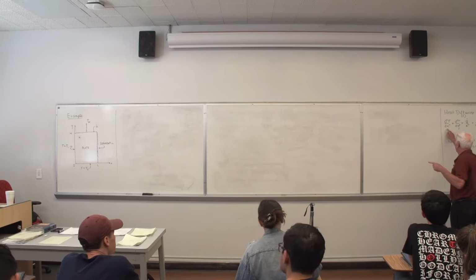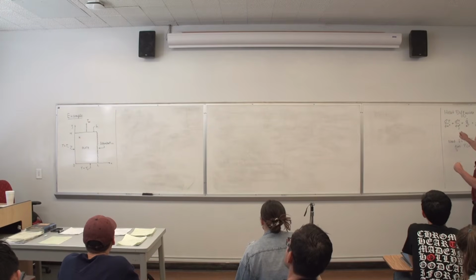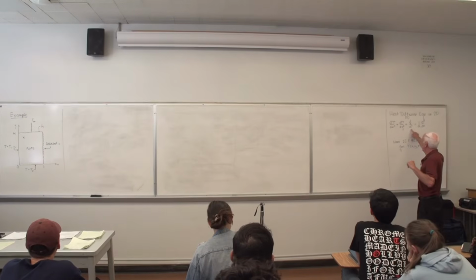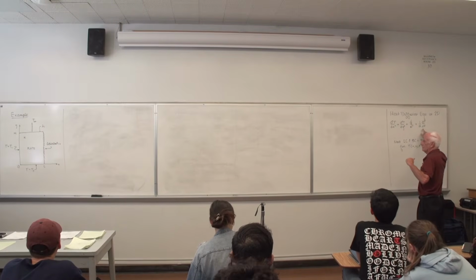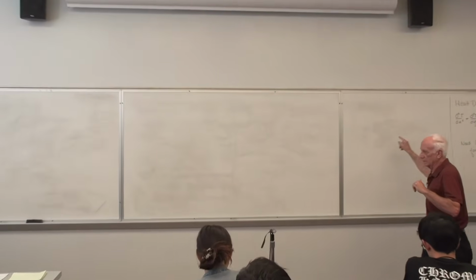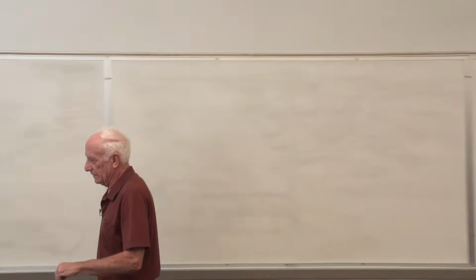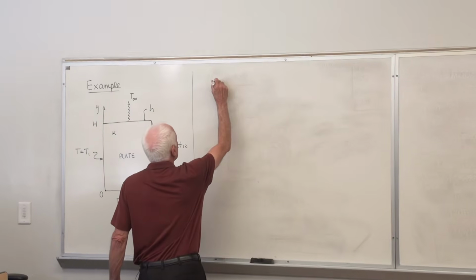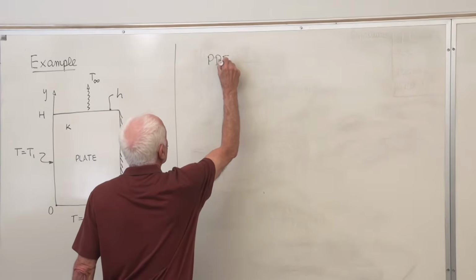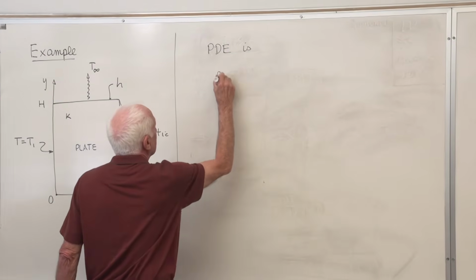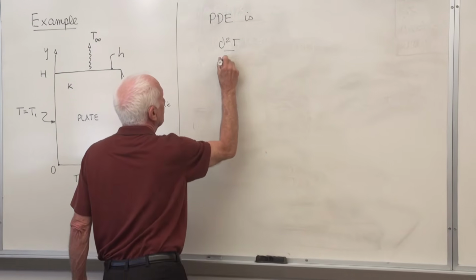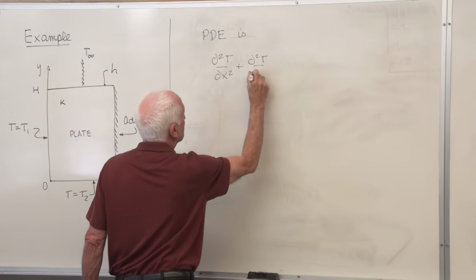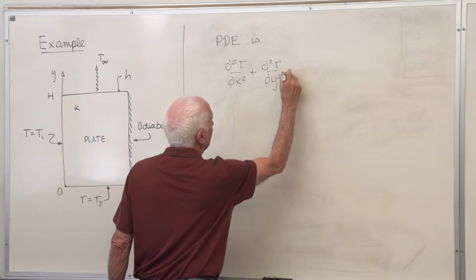Is temperature a function of X? Yes, from the picture. Is it a function of Y? Yes, from the picture. Is there Q dot? No. Is there anything varying with time? No. Conclusion, this then is our governing partial differential equation: second partial of T with respect to X plus second partial of T with respect to Y equals 0.